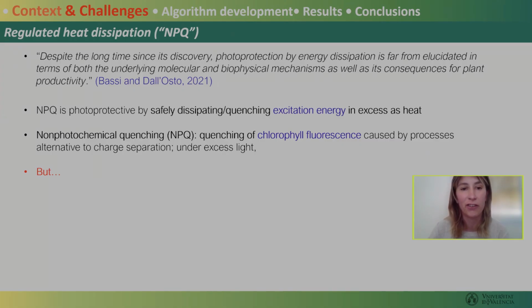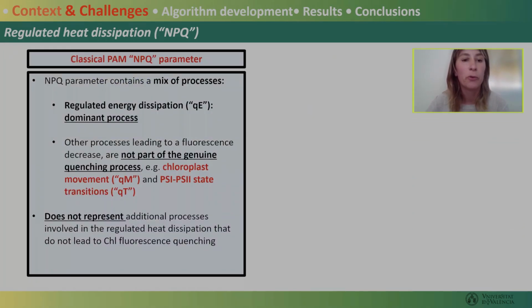And there comes the challenging part. NPQ is still not completely understood molecularly speaking, but we of course know it's a process that safely dissipates excitation energy that arrives in excess to the plant. However, when this is interpreted by quenching of chlorophyll fluorescence and not generally of excitation energy, we have to be a little bit more careful. So you have the classical NPQ parameter, which contains, in fact, a mix of processes. The main process that we are interested in is the qE process of NPQ, which involves a regulated heat energy dissipation. However, there are other kinds of q factors in this NPQ parameter, which are not really part of the genuine quenching process.